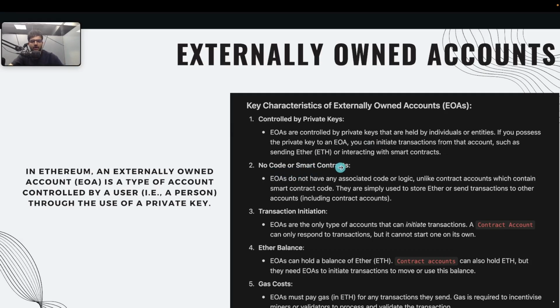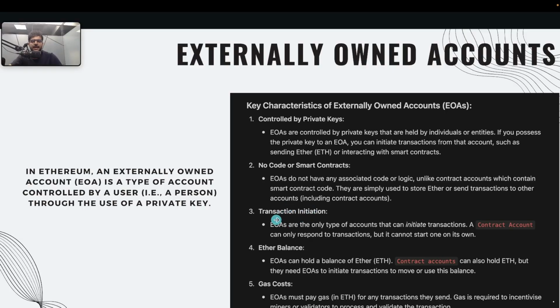No code or smart contracts. EOAs do not have any associated code or logic. Simple account, it has a balance. That is it. Nothing else. It does not store any smart contract logic. It is not like Solana where you can shove some data in there. Very simple. It will store your balance. This much balance this user has.